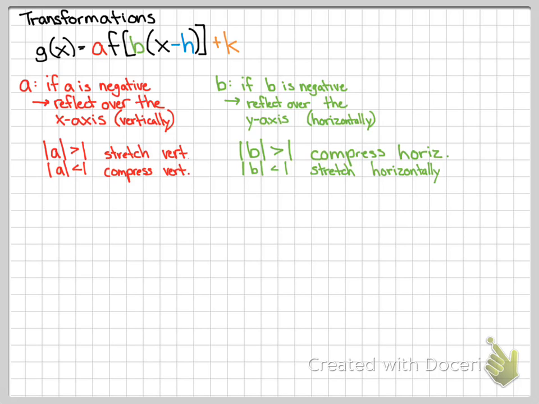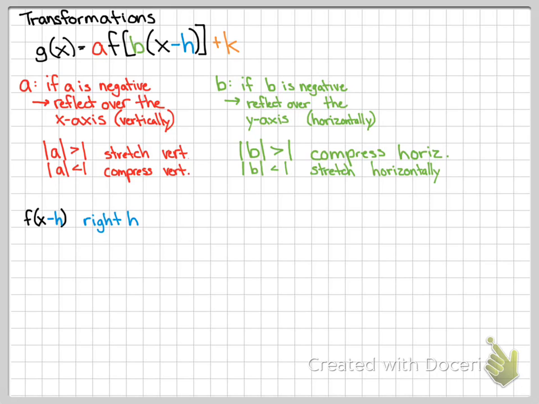So if you look at the equation, b is in parentheses, and it's also with the x value. Everything in those parentheses with the x value does the opposite of what you would think it does. So if b is a big number, it actually compresses the graph horizontally. Whereas if the absolute value of b is less than 1, if it's a decimal like 0.2 or a fraction like 1/4, then it actually stretches the graph horizontally.